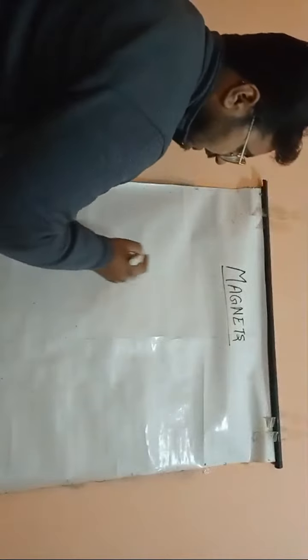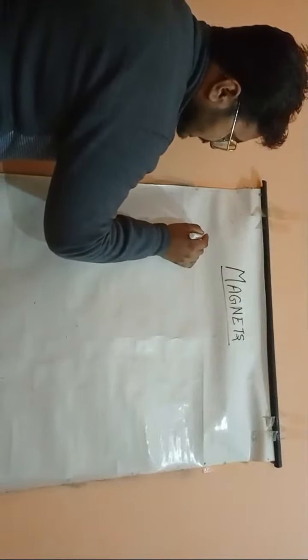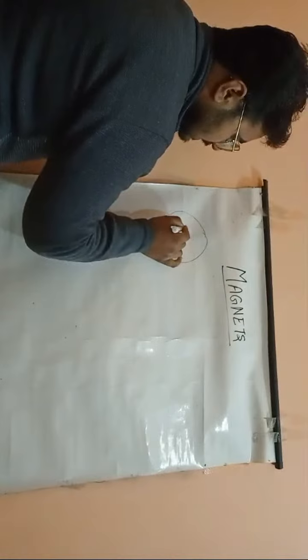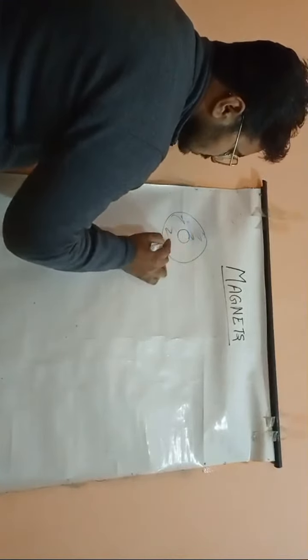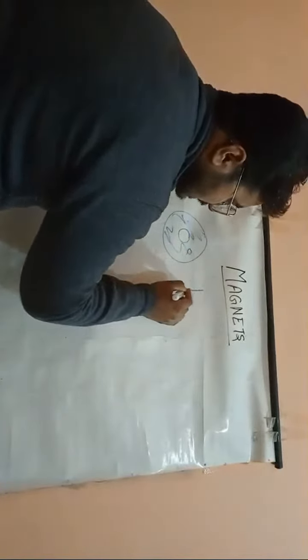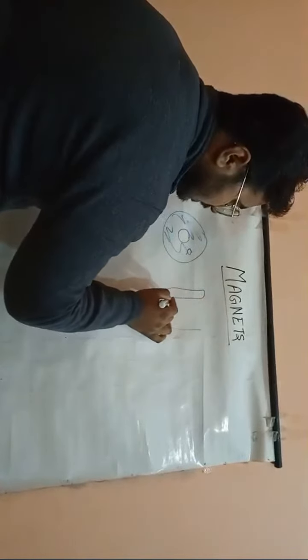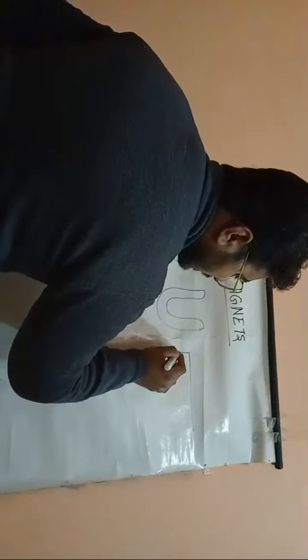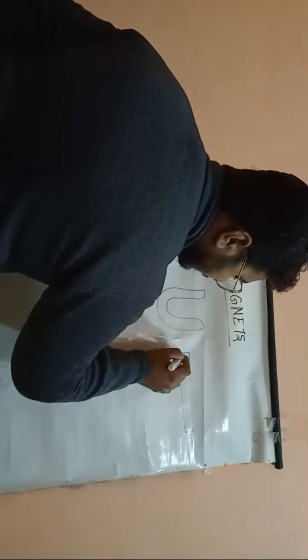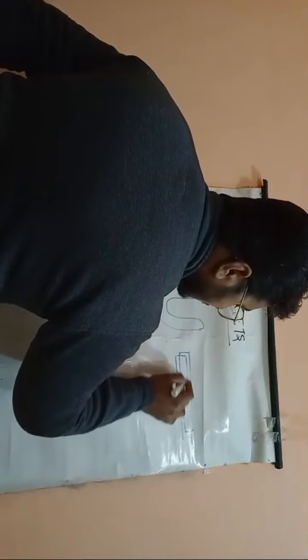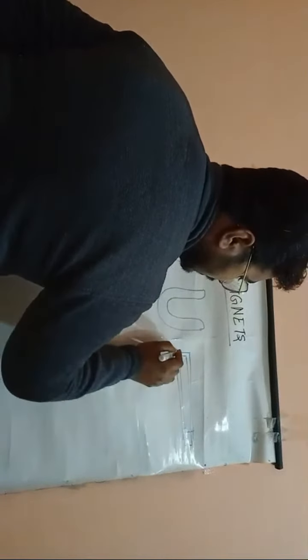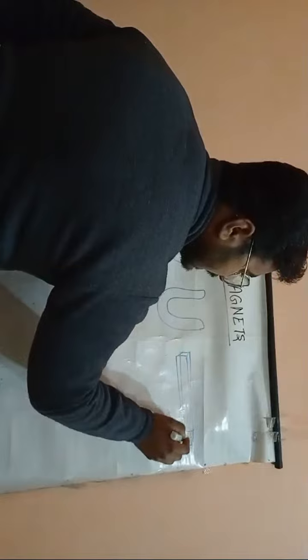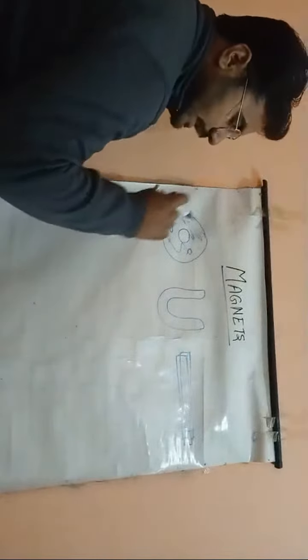Actually, if we have any magnet, suppose a bar magnet. Different types of magnets are there. One is found in a circle shape. This is also a magnet. One is in U shape. One is in bar shape. So there are different structures of magnet. I have already told you. In every magnet there are two directions.